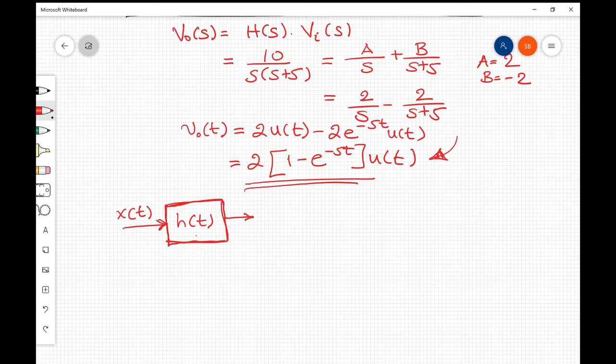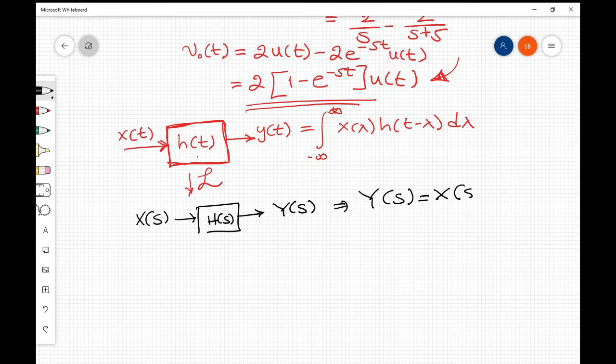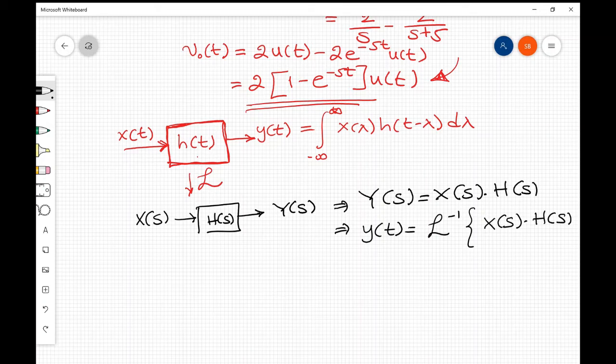For any transfer function h(t), if you give it x(t) and the result is y(t), then in the time domain this is the integral from minus infinity to infinity of x(λ) h(t minus λ) dλ. But in Laplace, if we transform everything, we get X(s) multiplied by H(s). If it gives you Y(s), then in the Laplace transform Y(s) is always a simple product of X(s) and H(s), which means y(t) is the inverse Laplace transform of X(s) multiplied by H(s). So that gives us the result.